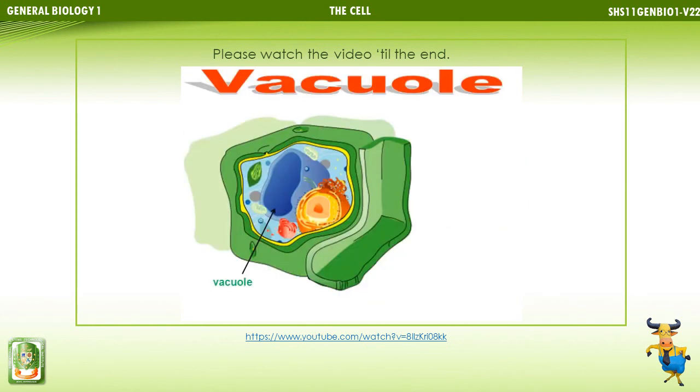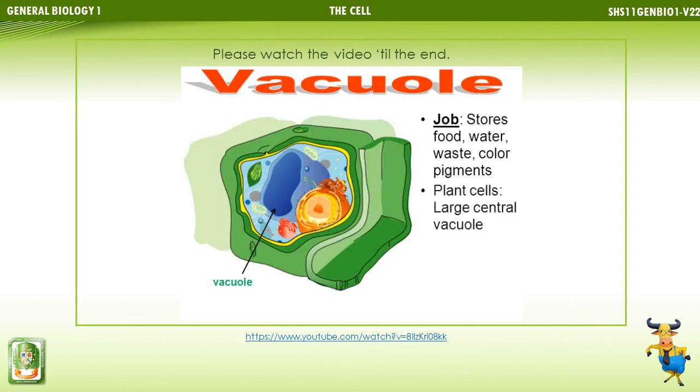So the final one, the last part I want to mention, is called the vacuole. The job of the vacuole is to store food, store water, waste, color pigments, and in the picture here you can see it's the big blue round object in the middle of the cell. Often, in plants that is, it's often the largest part of a plant cell. So in plants, it's often the largest central, meaning in the middle. So we often think of the nucleus being in the middle of a cell. Well, often the vacuole is, because it's so big, it pushes all the other parts to the edges.